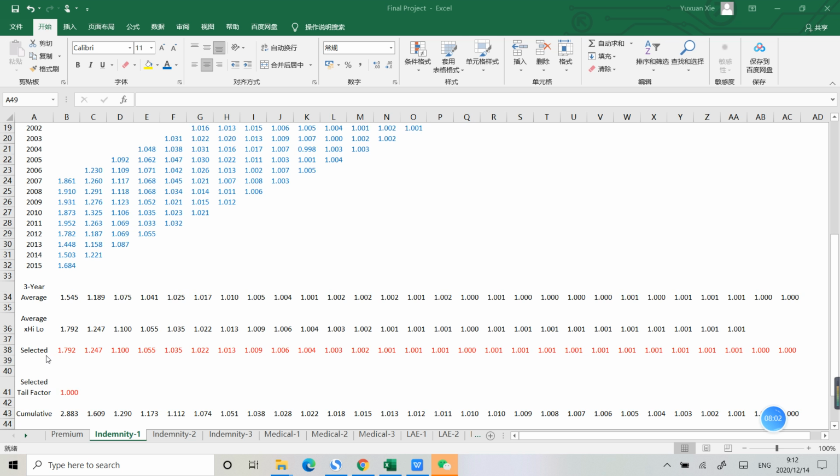The selected link ratios are based on the average excluding the highest and the lowest link ratios. So the selected number is equal to the average excluding high-low ratios.